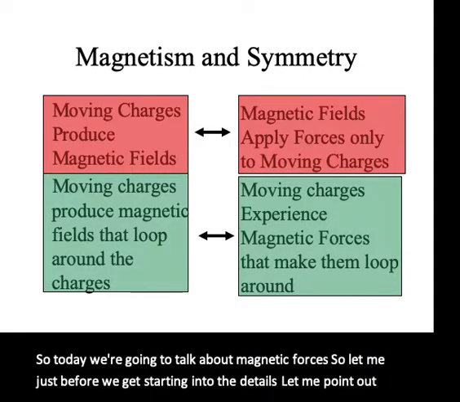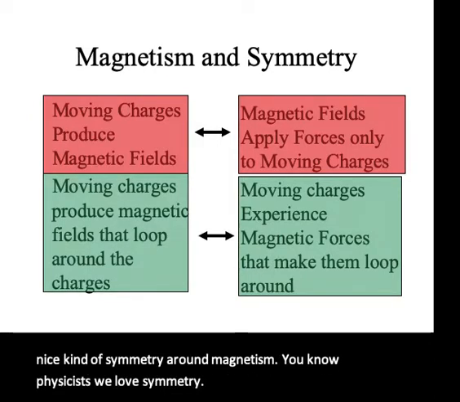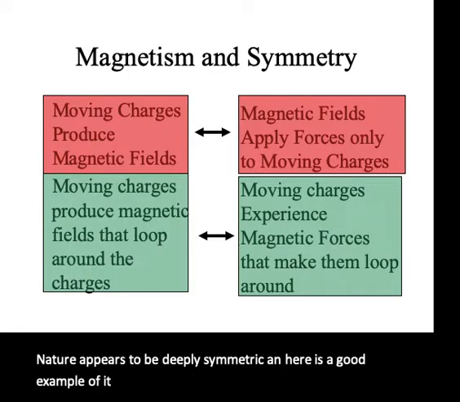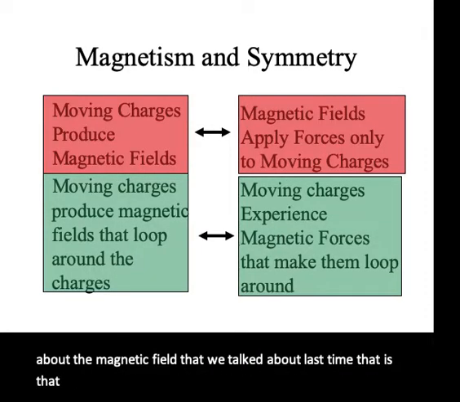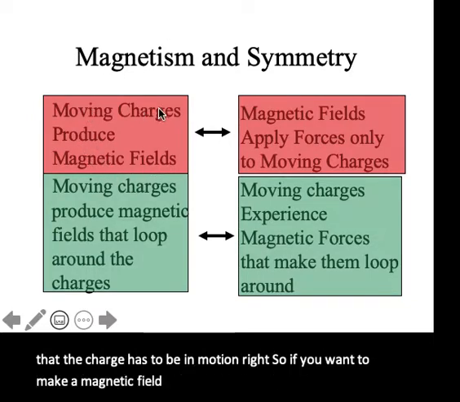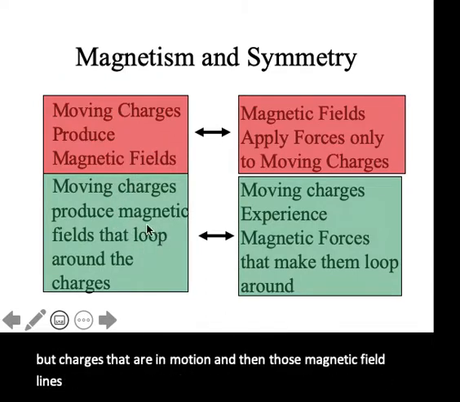You know, physicists, we love symmetry. Nature appears to be deeply symmetric. And here's a good example of it. On the left-hand side, we know things about the magnetic field that we talked about last time. That is that the charge has to be in motion. So if you want to make a magnetic field, that comes from not just charges, but charges that are in motion. And then those magnetic field lines actually come in loops.